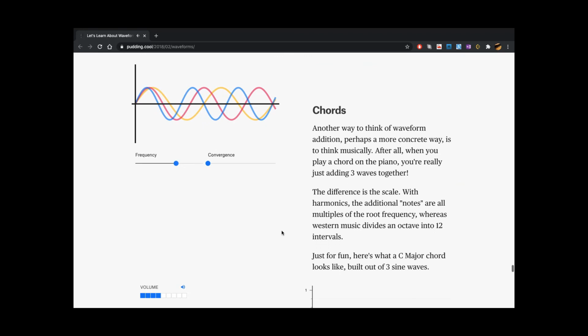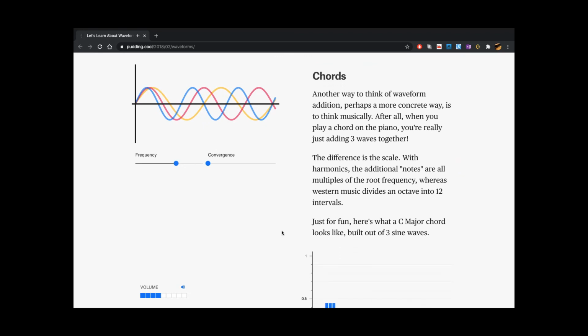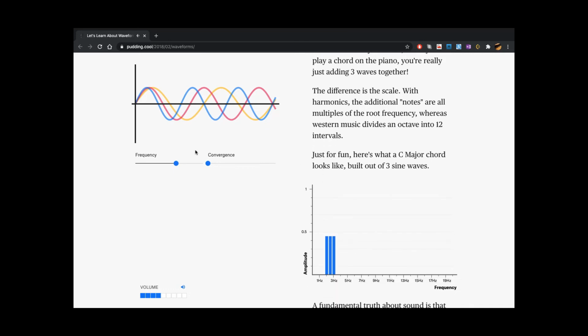Okay, now chords. What are chords? If you add two signals which are not multiples of each other, the sound quality will be very different. That is the concept of a chord. So you can see these three are not multiples of each other in frequency.